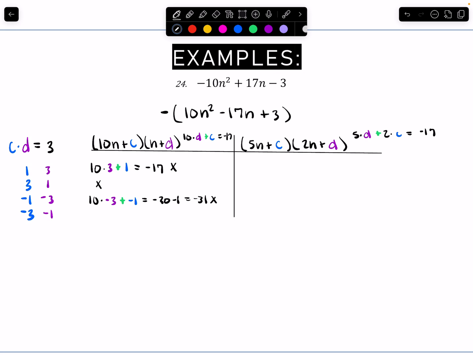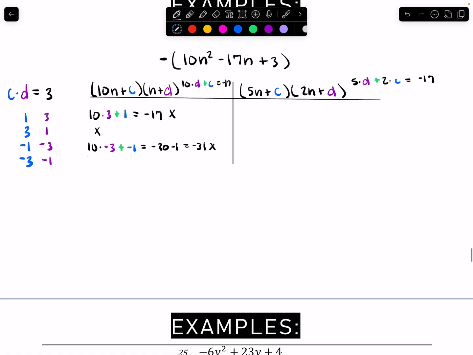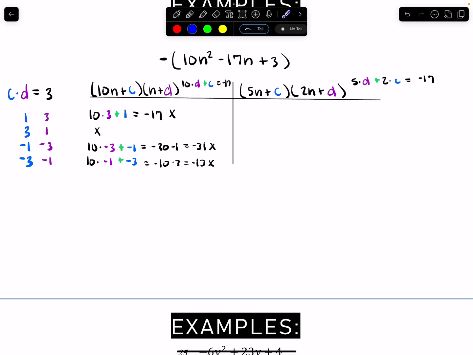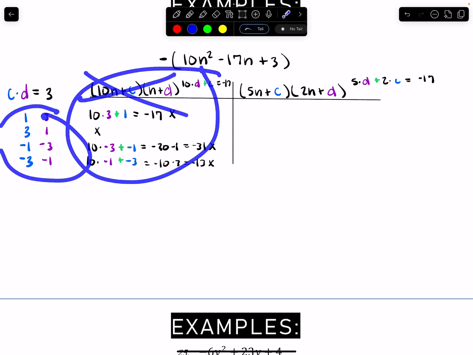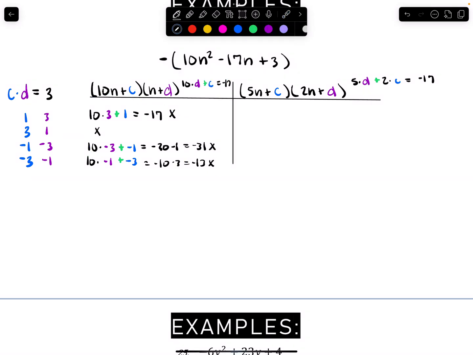It won't work, okay? Last guy, 10 times negative 1 plus negative 3. That's a negative 10 minus 3. That's a negative 13. It won't work. Okay, so none of our options with this guy works, which means this is not how it factors. It must factor with 5n and 2n. So then we say, okay, well, then which one's going to work?